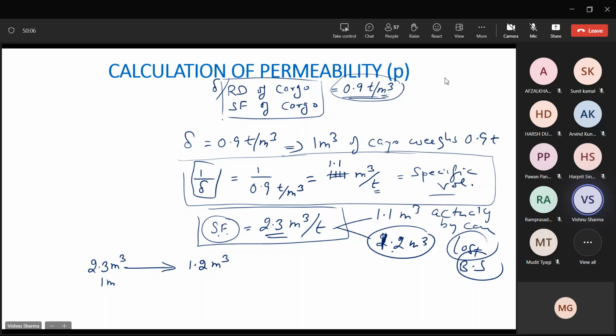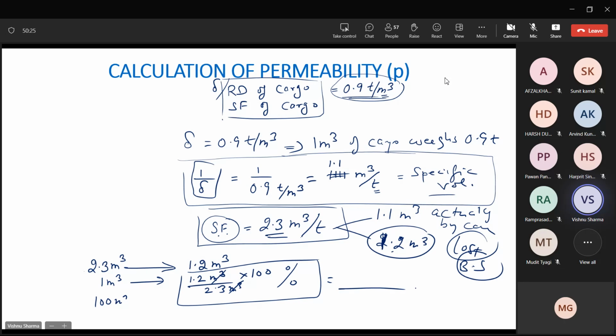If it is 1 cubic meter, then it will be 1.2 cubic meters upon 2.3 cubic meters. This gets cancelled. If it is 100 cubic meters, then it becomes a percentage. And whatever you get here is the permeability, basically. If you divide 1.2 by 2.3 multiplied by 100, it becomes 52.2%, rounded off to 1 decimal place. This becomes the permeability for this particular case.